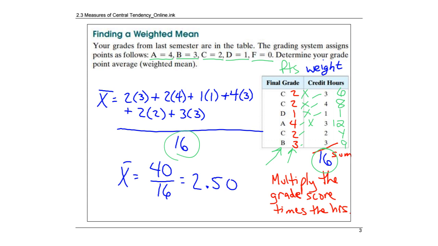So we need to add all of those up. That's what's going on up here in the numerator. We just went ahead and multiplied them together. So if you add all these up, you would get 40. So now to get the average or the weighted mean, we're going to take 40 divided by 16, and that means that this person has a GPA of 2.50. We usually use 2 decimal places for GPA.